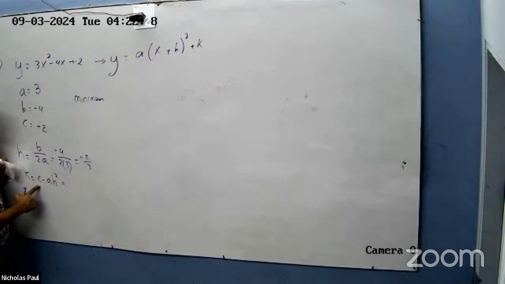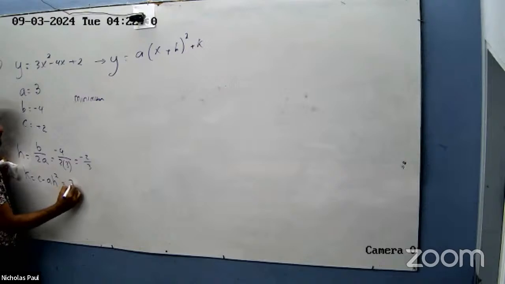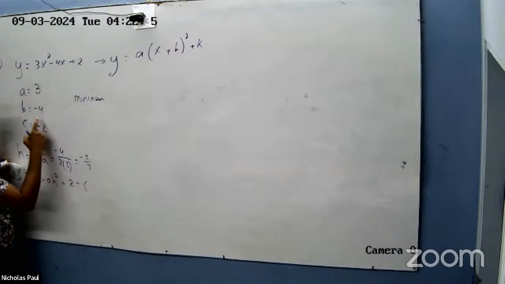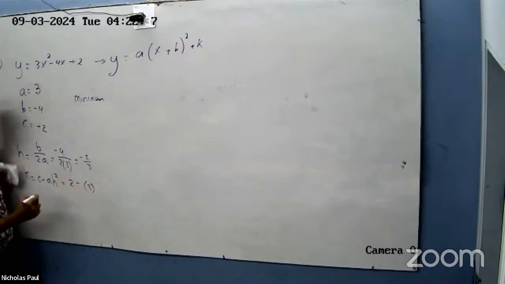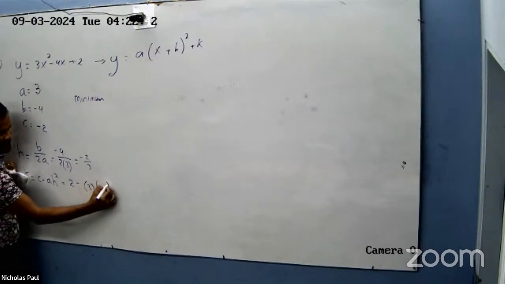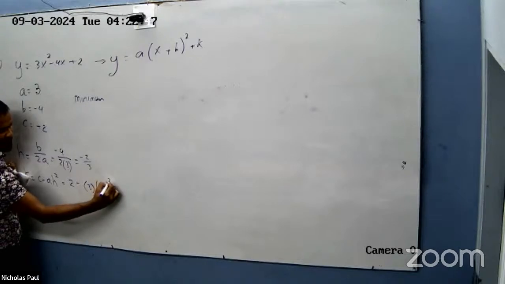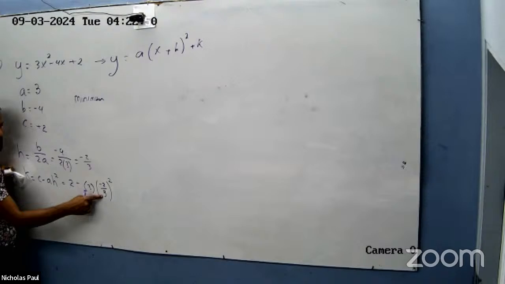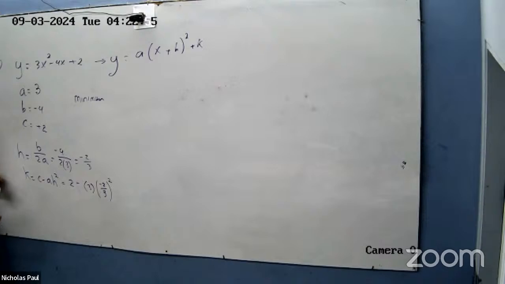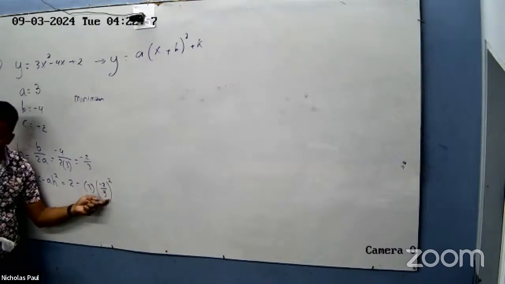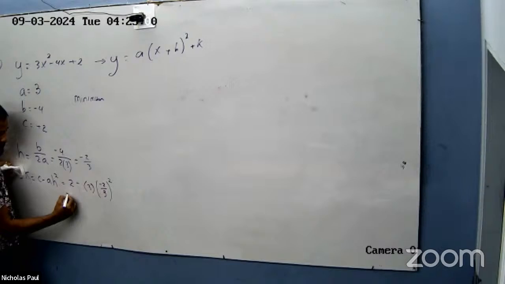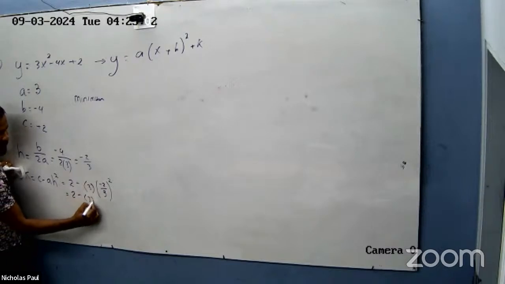Then K is C minus AH squared. We know what C is, C is plus 2. We know what A is, A is plus 3. And here's the only problem. Whenever you're writing this, I want you to put the brackets. This is your H and you're squaring it. So you're squaring H, then multiplying it by A, then you're subtracting that from C. So you're squaring this first, then you're working it out. Yes, you can put it in the calculator, but I want you to understand how you're writing it.